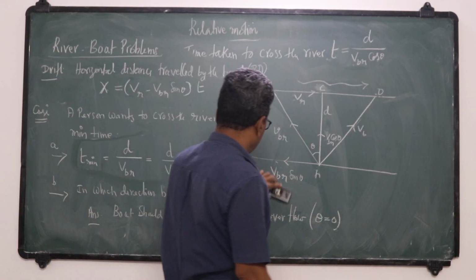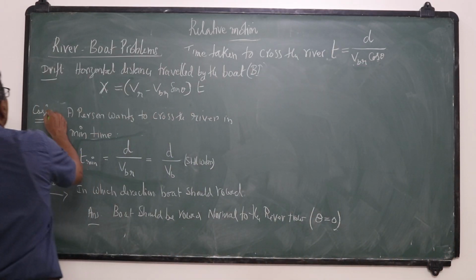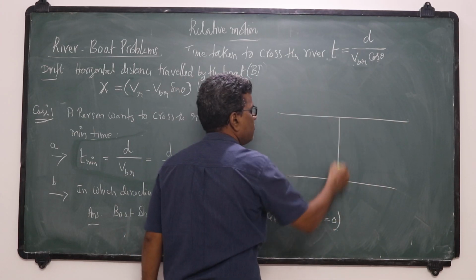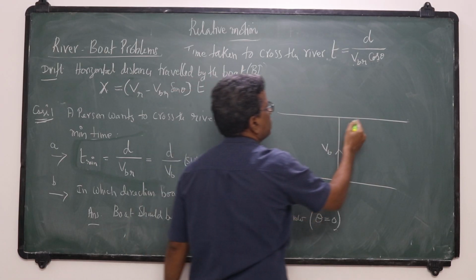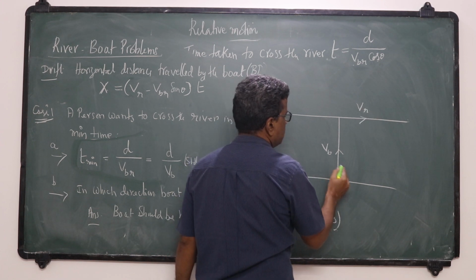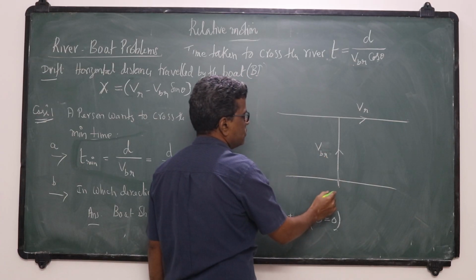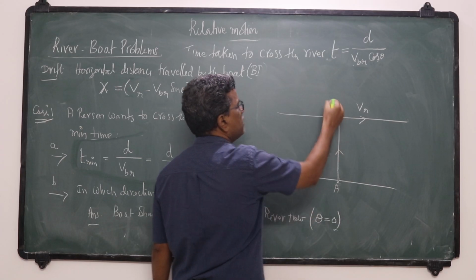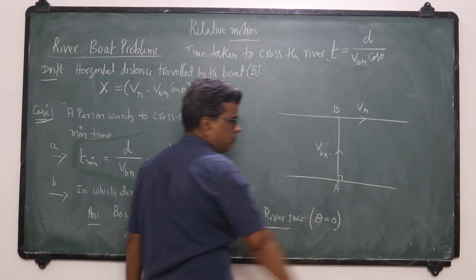So for this case 1, I will show this diagram. A person wants to cross the river in minimum time, so the boat should be rowed in this direction. The velocity of the river will be in this direction. Let this be VBR. Let AB be the position of the boat. He should row in this direction, AB, normal to the river flow.